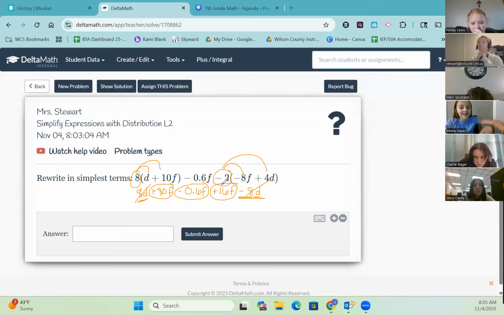Emma, go for it. You said the 80 and the 16, right? Yeah. Because they have the same variable. True. But why can I kind of ignore this middle term and not do 80 minus the 0.6 first? Because it's a decimal. That's why I want to, but why am I allowed to mathematically? Anybody?